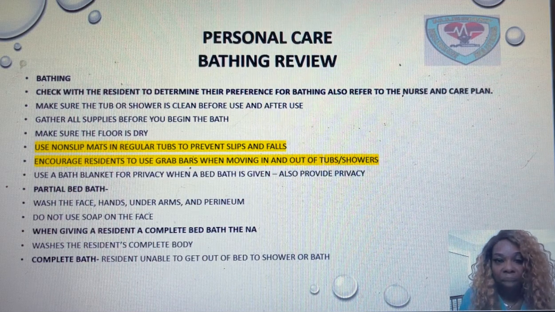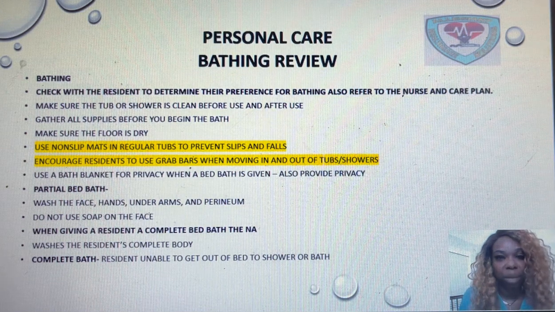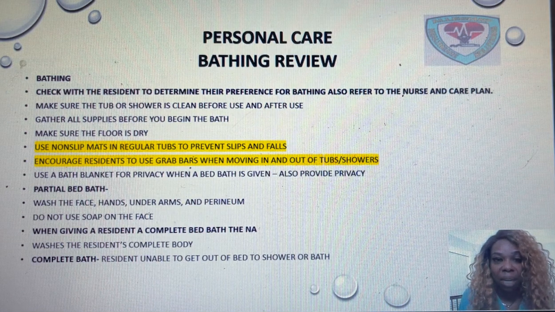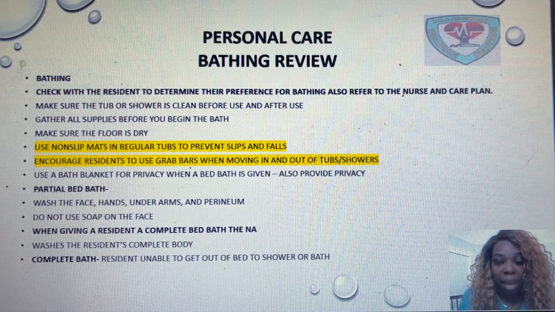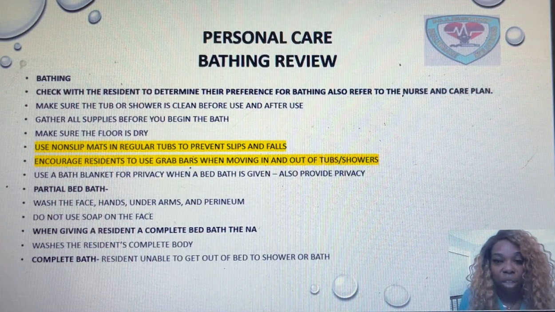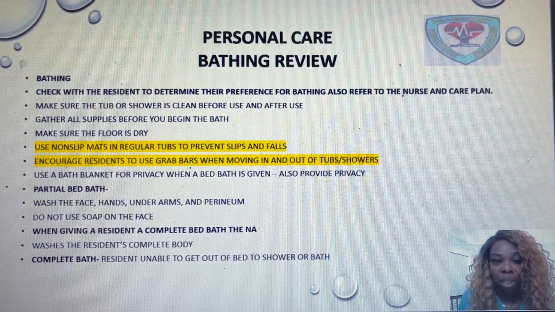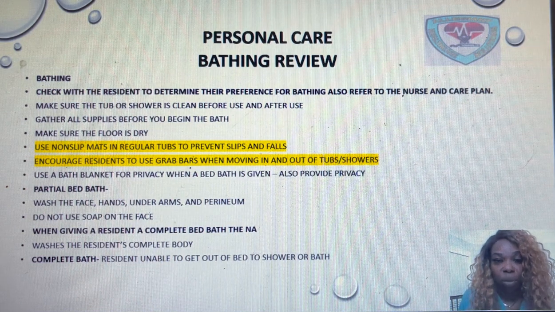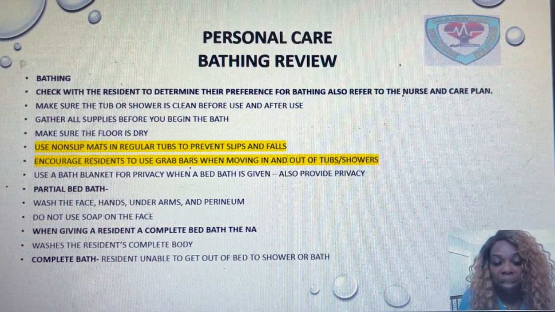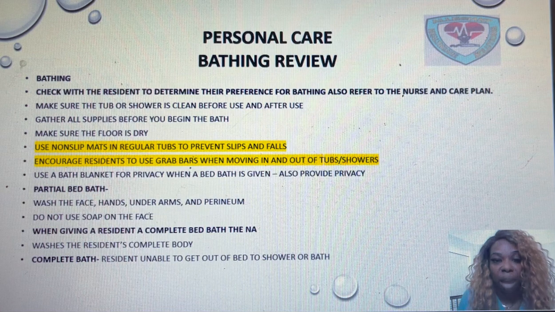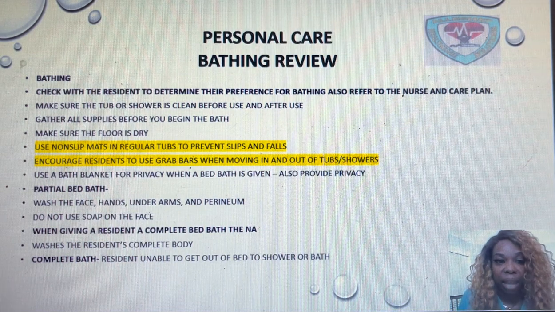Now we're talking about bathing a resident. Once again, even when you're bathing a resident, you're going to always refer to the care plan. You're going to talk to the nurse about any limitations that the resident may have. You want to know what their limitations are before you begin the bath. You also want to gather your supplies before you begin the bath, and you want to make sure that the environment is safe before you begin. You want to make sure there's no water on the floor, that there are no slipping hazards, there are no objects in the pathway that the patient may have to walk through in order to get to the shower or to get to the actual tub.